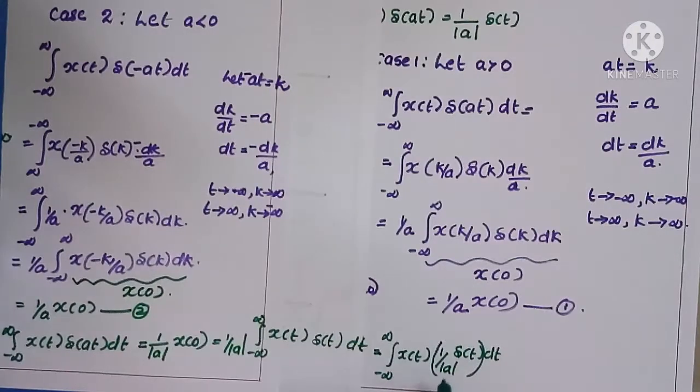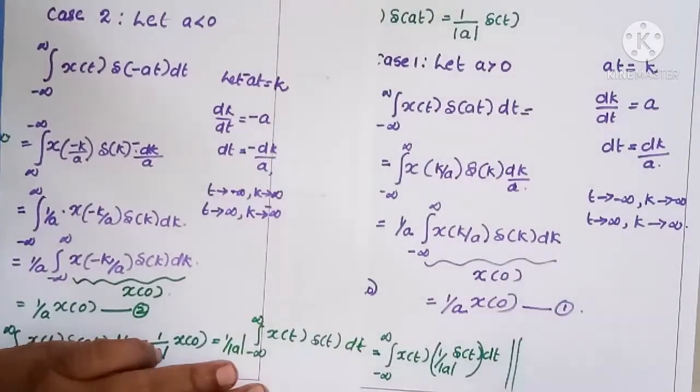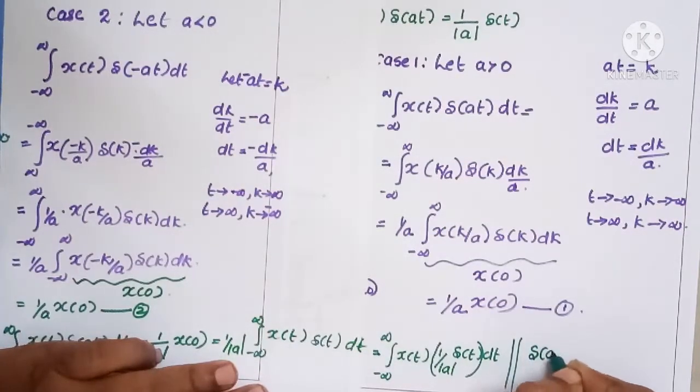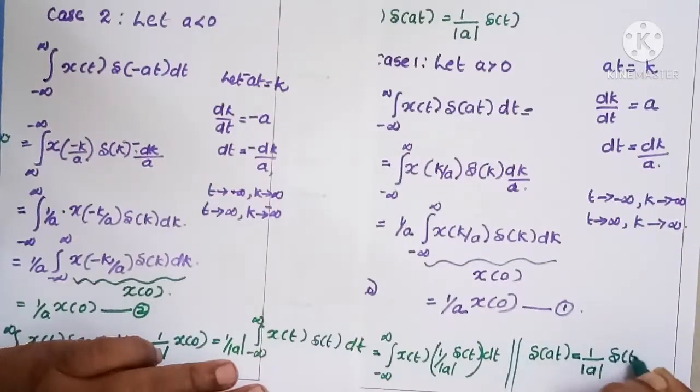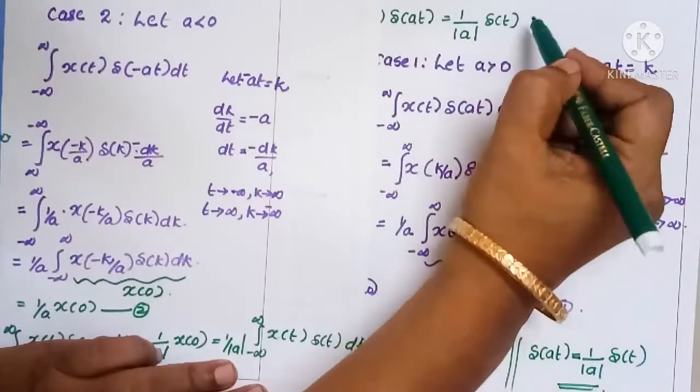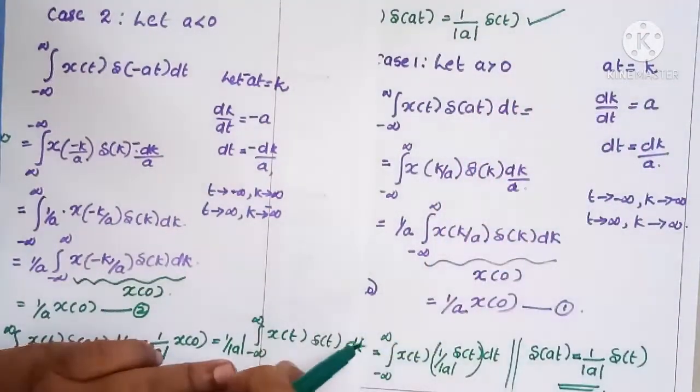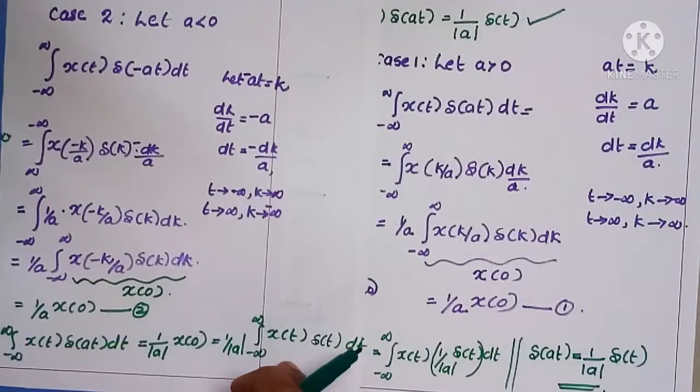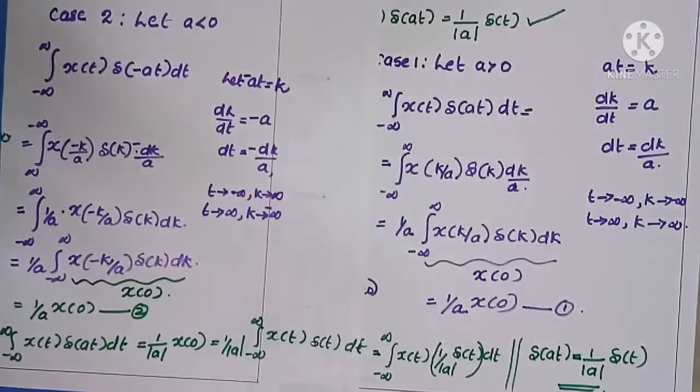If you compare the right and left side of this function, what will you get? We have the x of t term on both the right and left sides. Next, instead of del of at, here we get 1 by mod a del of t. From this expression we can write del of at should be equal to 1 by mod a del of t. So it satisfies our third property. What is the third property? Del of at should be equal to 1 by mod a del of t. Thank you.